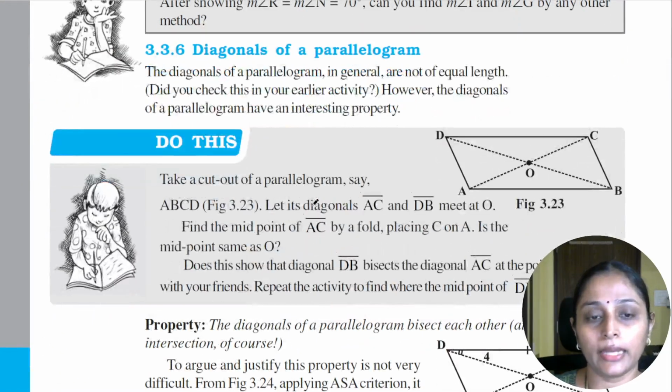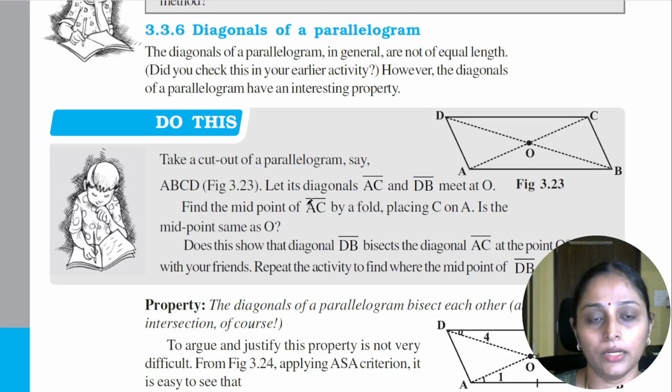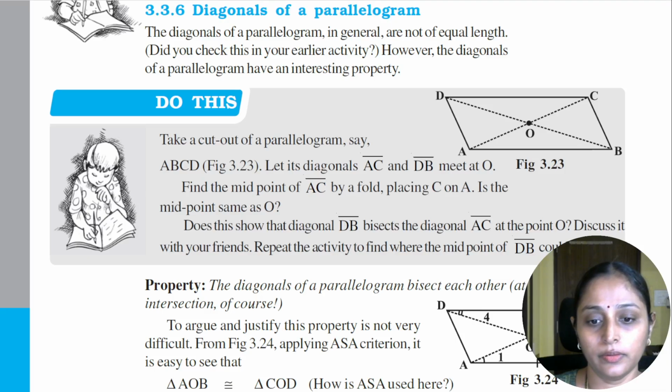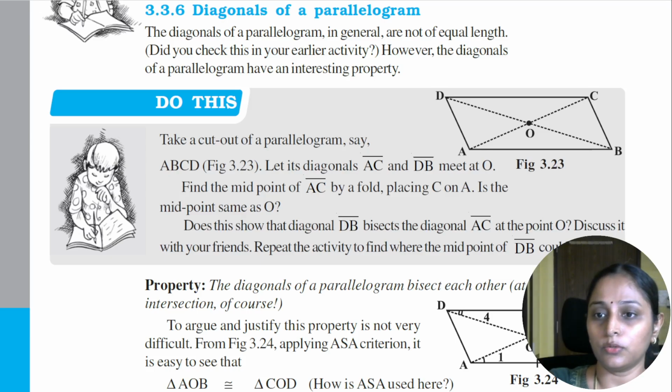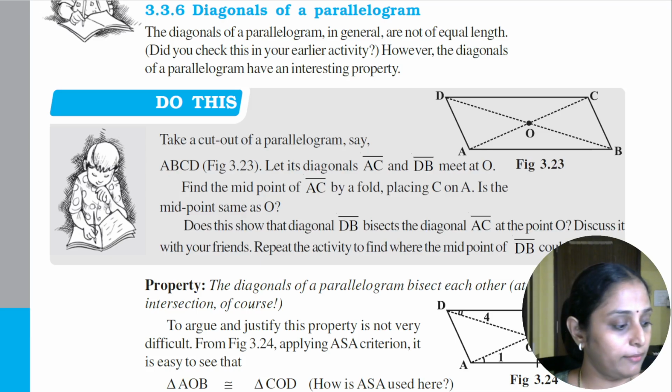Next we come to diagonals of a parallelogram. They are saying that diagonals of a parallelogram are not of equal length. Clearly you can see that, but there is an interesting property over here and they want us to look at that property. So let's go back to our cutout here.